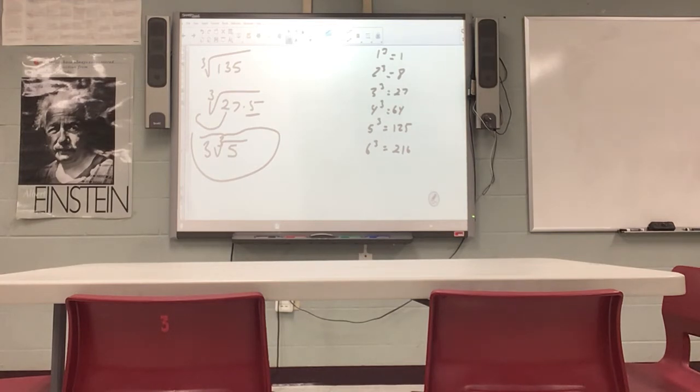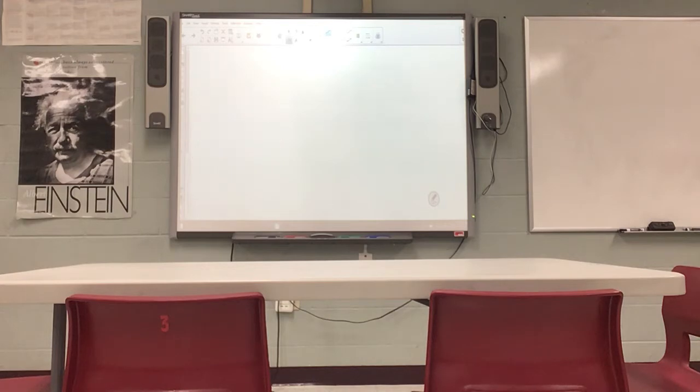Okay, let's look at this one. This one's a little bit more challenging. 5th root of 7 over the 5th root of 8. Okay, so the directions are the same. Write the expression in simplest form.